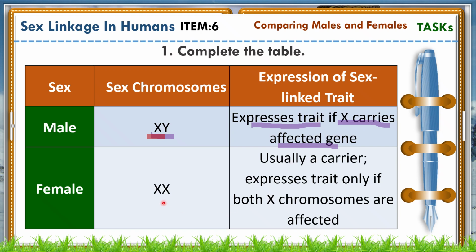But when it comes to the female, they are usually carriers, and they express the trait only if both X chromosomes are affected. If only one X chromosome is affected, then they will become carriers. But if both X chromosomes are affected, then they will become affected. That is for the female.